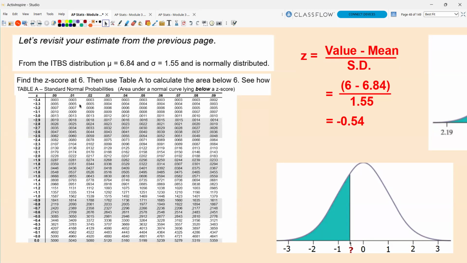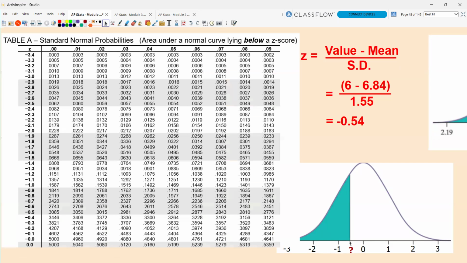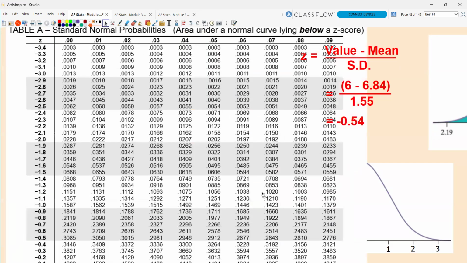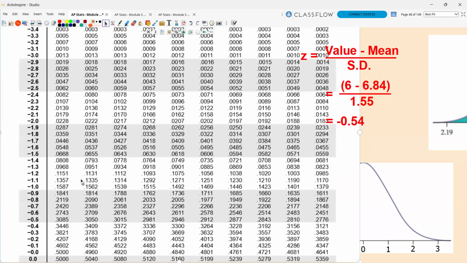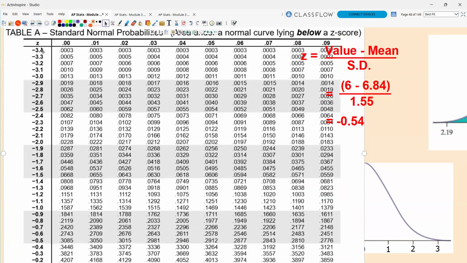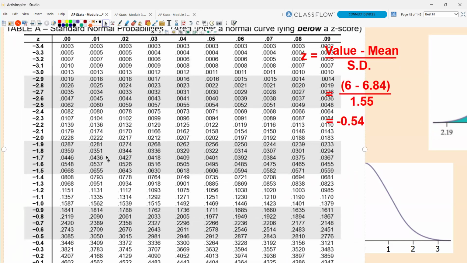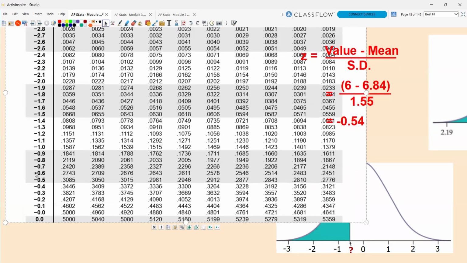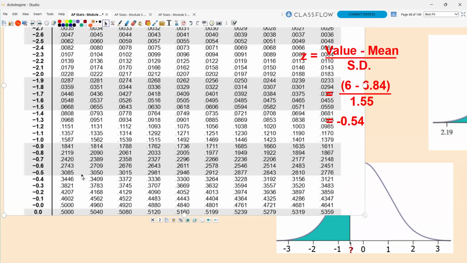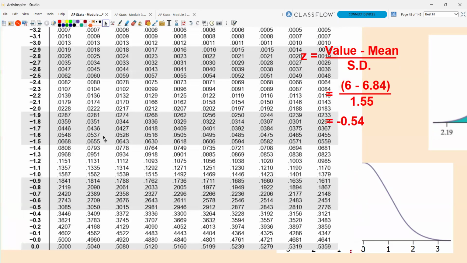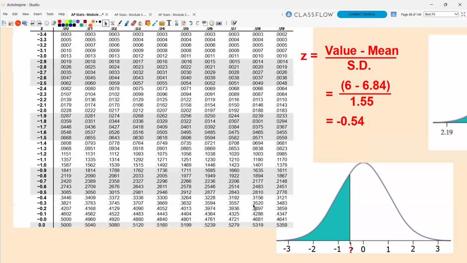Let me blow that up a little bit. On table A, what you're provided is all these percentiles, and the z-scores are listed out here. So you have the first decimal place for the z-score, followed by the second decimal place. So if you look at negative 0.54, you can go to the row for negative 0.5, and then you're going to go over to the 4 in the hundredths place.